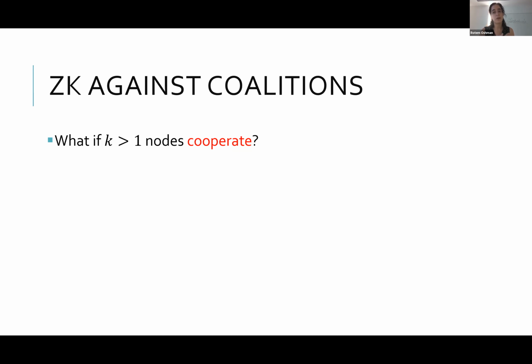For example, go back to our 3-coloring zero knowledge proof. If I have 2 or 3 nodes collaborating, they can compare their colors. They can extract a lot of information out of that.